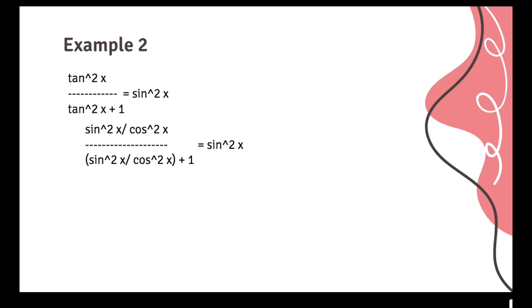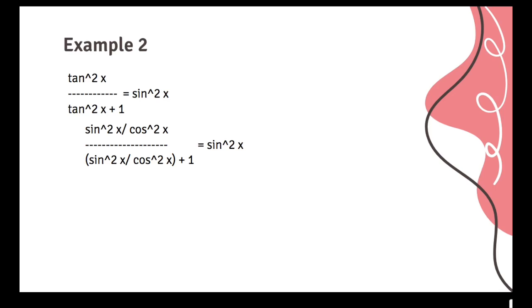The second example is tangent squared x over tangent squared x plus 1. So we look at this and we can see that we can expand tangent squared x using the quotient identities. So it'll look like that: sine squared x over cosine squared x, all over sine squared x over cosine squared x plus 1, is equal to sine squared x. And again, we're only working with the left side.